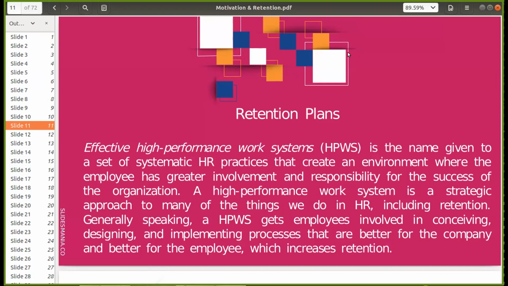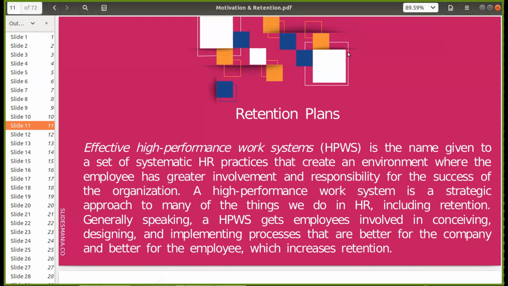Okay, so as HR professionals and managers, they want to be sure that they have plans in place to keep their best people. And one such plan is the retention plan. Okay, and we'll begin that through effective high performance work systems or HPWS.